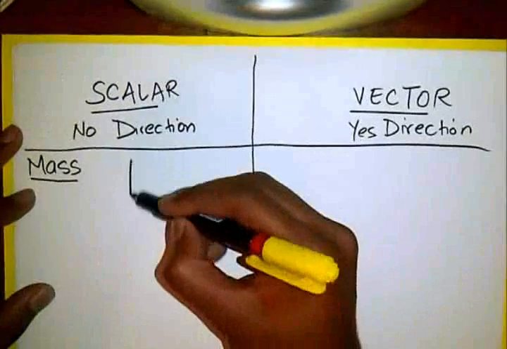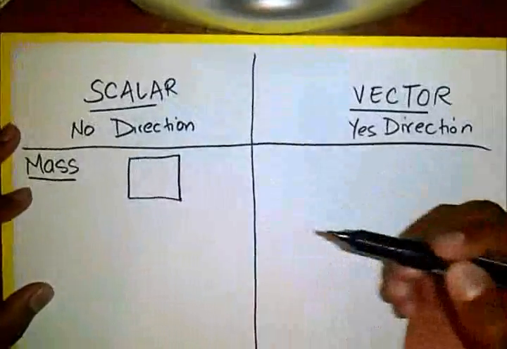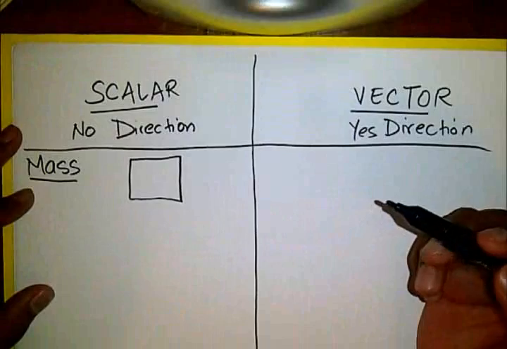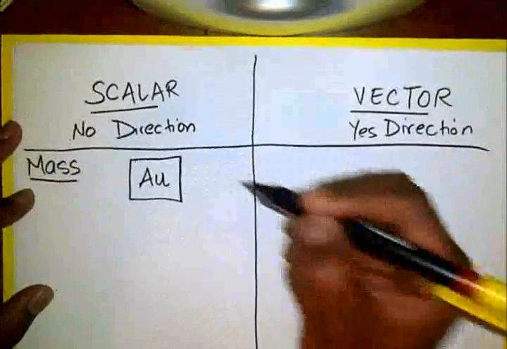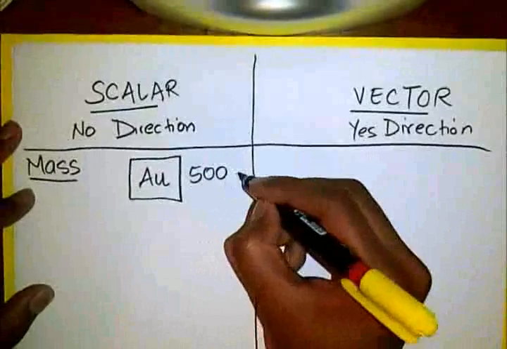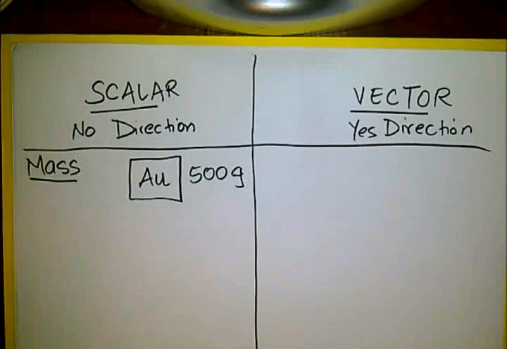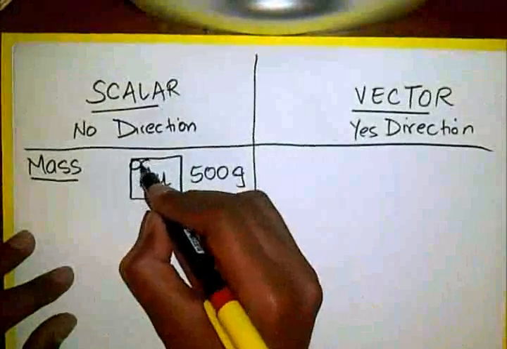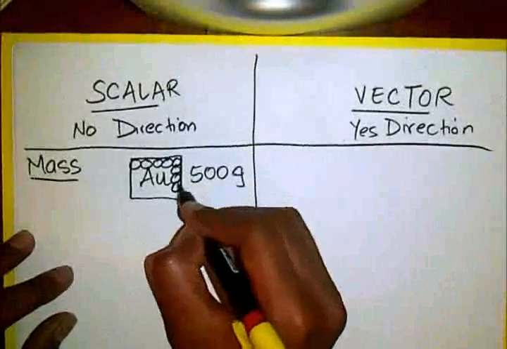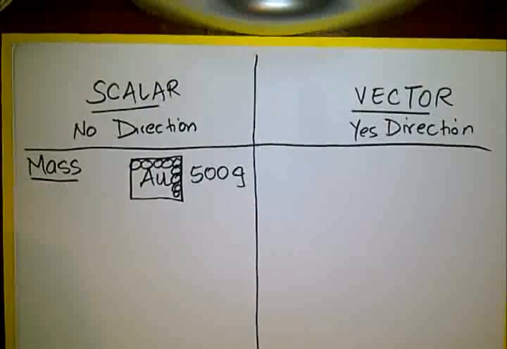So let's take an example. Let's think of a block of something. What do you want? A block of gold, for example. Let's say it's 500 grams. Now, I'm not saying in physics that this gold weighs 500 grams. I'm saying that it has a mass of 500 grams. That means on Earth it would be 500 grams, in a vacuum it would be 500 grams, on the moon it would be 500 grams. That does not change, because the mass of all the particles of gold in here adds up to 500 grams. So, does this mass act in any direction?